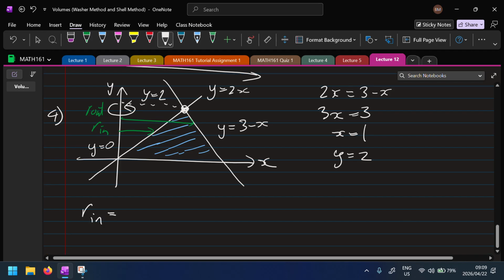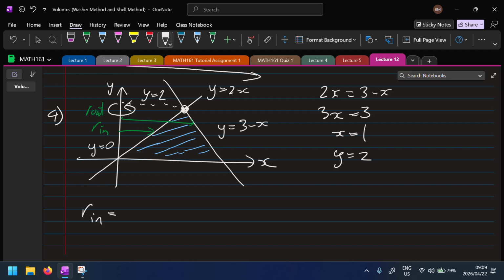So we have r in. There's no shifting or anything, so just normal. The inner radius, that was y equals 2x, so x will be y over 2. That's the radius. R out, y equals 3 minus x. We need x, so that will be 3 minus y. Good. So we have everything for the integral.